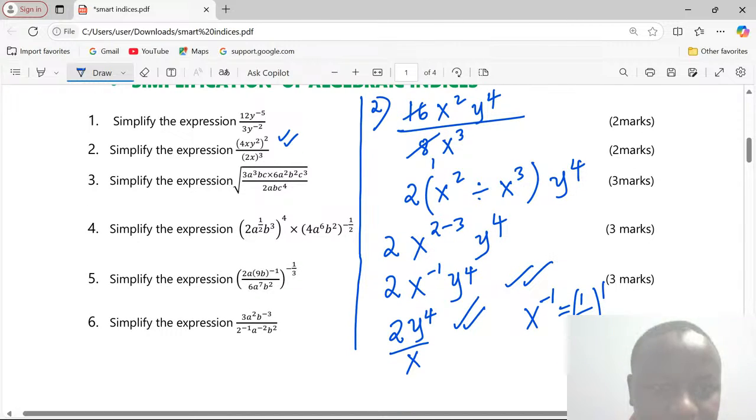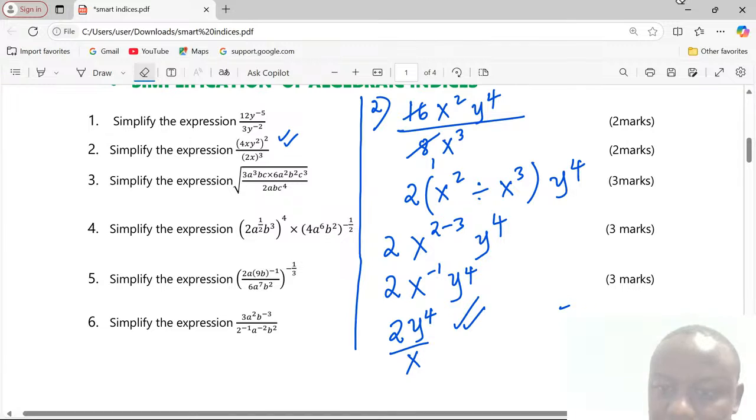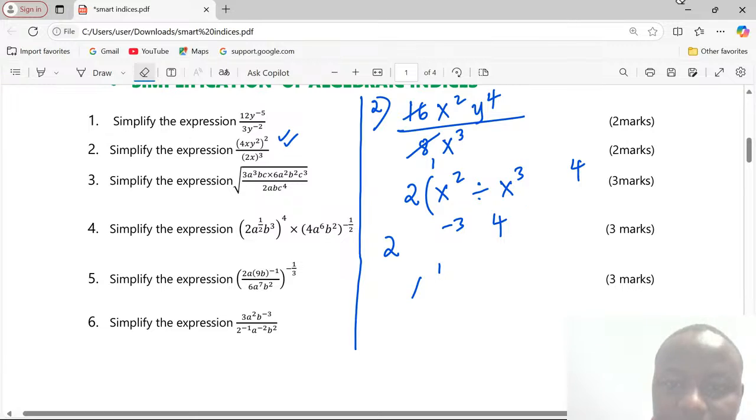We cannot finish this without handling a question like number 3, which is very interesting. We cannot do away with this section without handling number 3. So we're going to look at number 3.